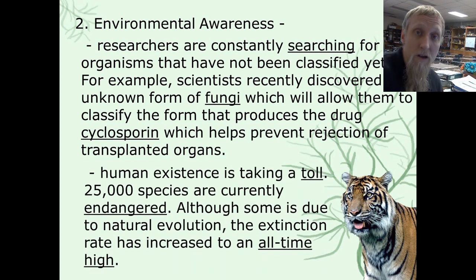One thing we also notice as we do classification is how we're losing a lot of species, and a lot of that is human caused. There are about 25,000 endangered species right now. Some of that is just because they were at the end of their species lifespan, but others are happening because humans are taking up so much space and using so many resources that we're wiping out a lot of these species. And right now the rate is at an all-time high. So that's bad.